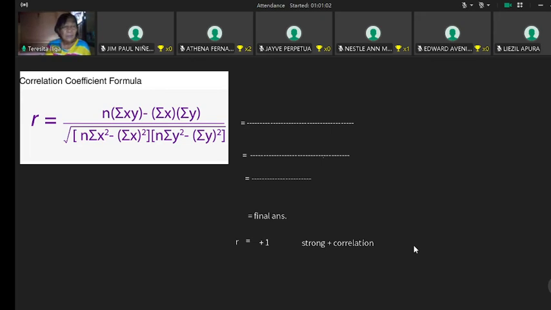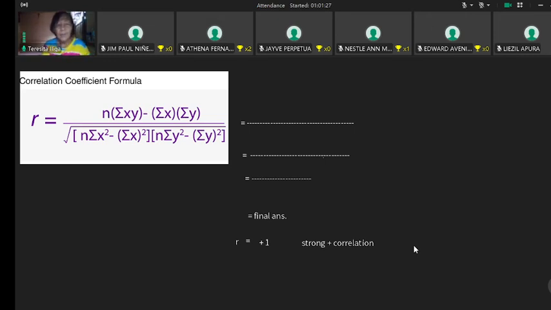Did you get it? If R is equal to plus 1, it is a strong positive correlation. Your answer should not just be a bare value, so you should place first your analysis: if you see that your answer for R is plus 1, it is a positive correlation. But since the value is 1, it is a strong positive correlation.